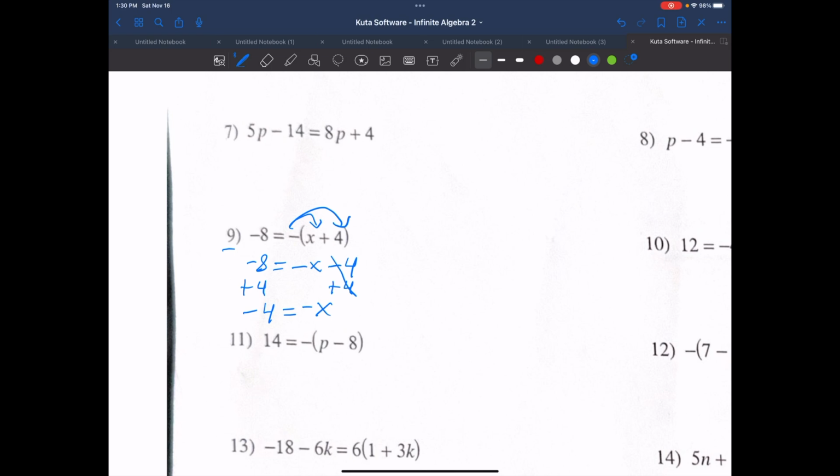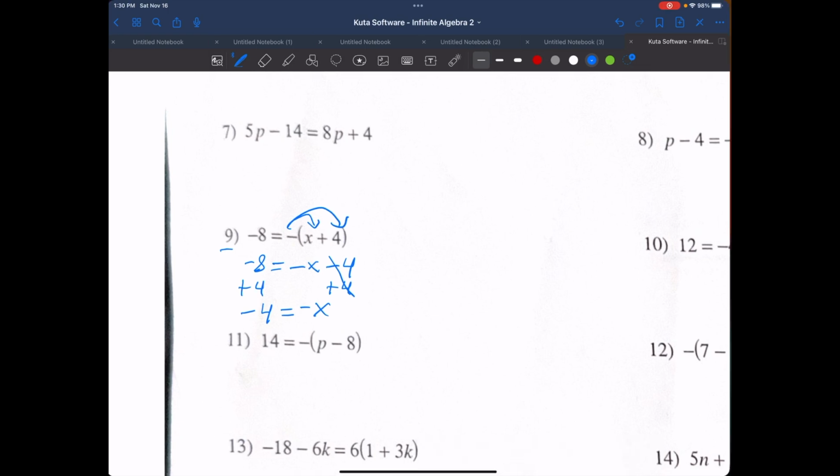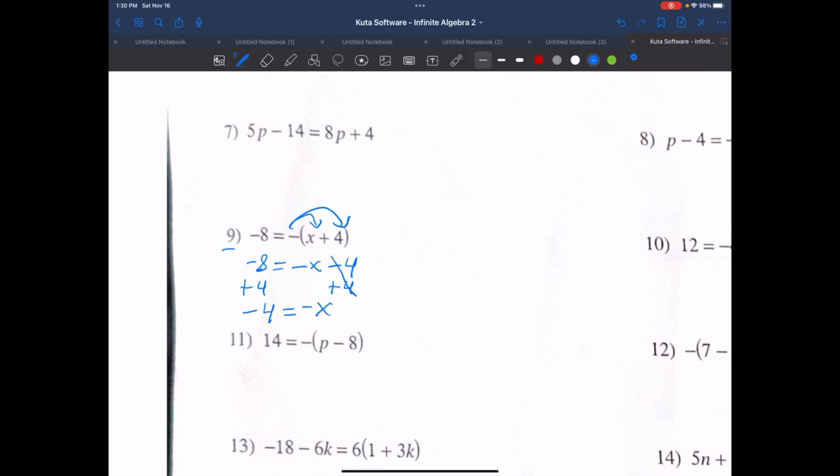And something else that we can do is multiply both sides by negative 1. So multiply by negative 1, multiply by negative 1. Why are we doing that? Because then we will end up with a positive x is equal to negative 4.